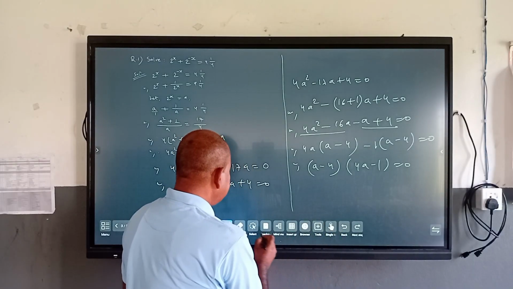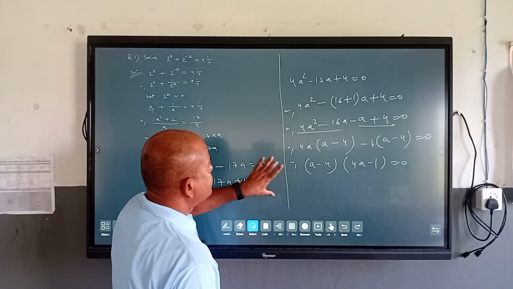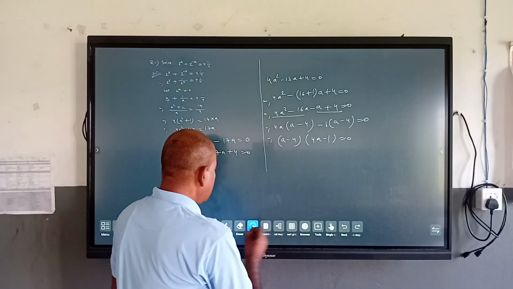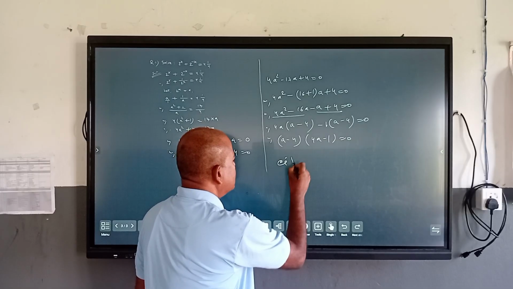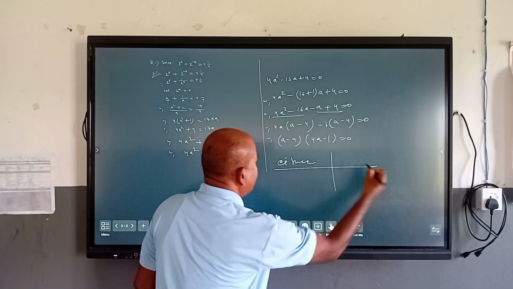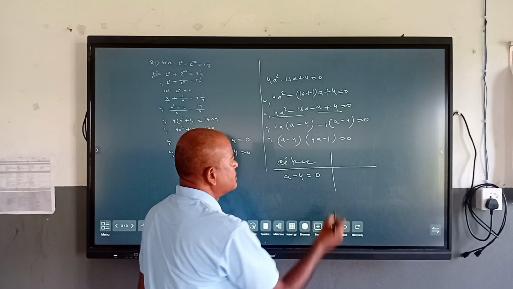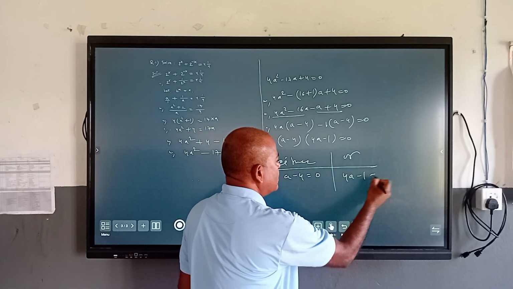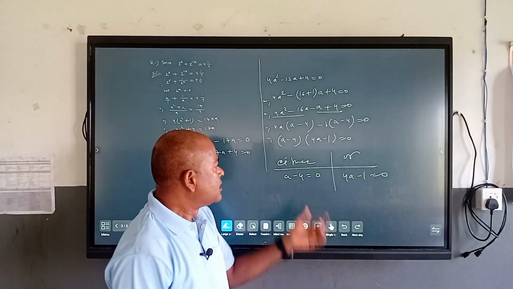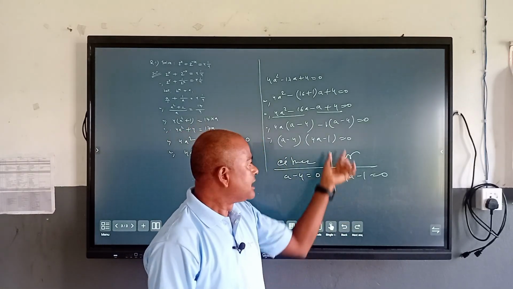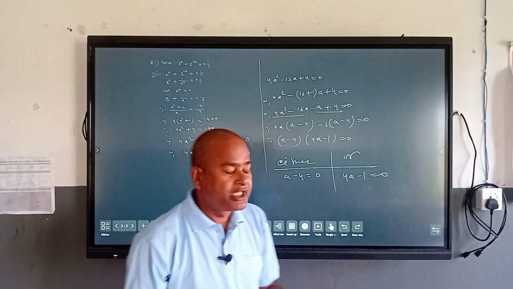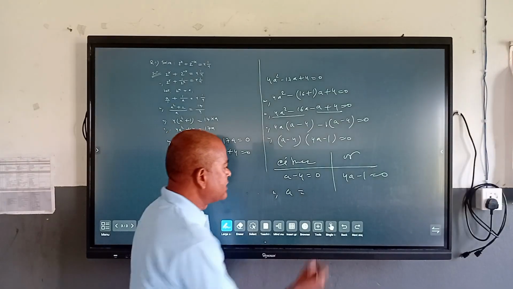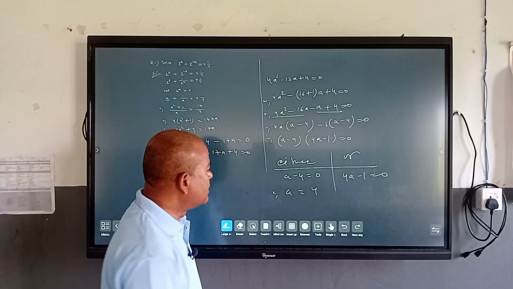So let's do either or. Either a minus 4 equals to 0, or the second factor 4a minus 1 is equal to 0. So we have the first equation a minus 4 equals 0 and the second equation 4a minus 1 equals to 0. By solving the first, if we move 4 to the other side, we get a equals to 4.